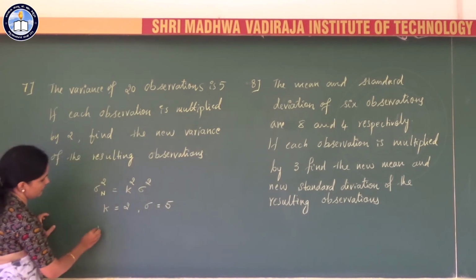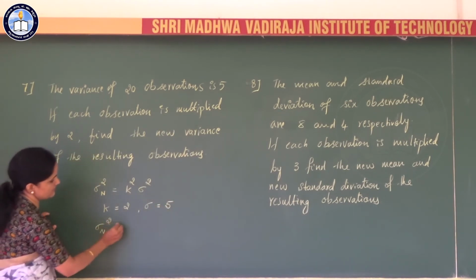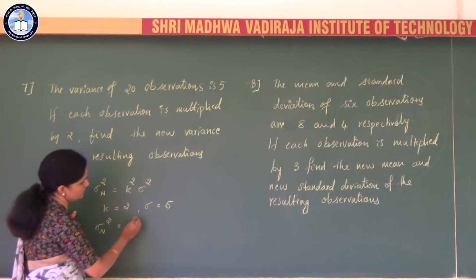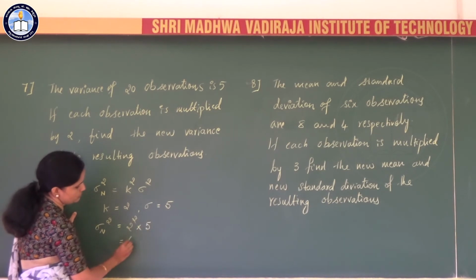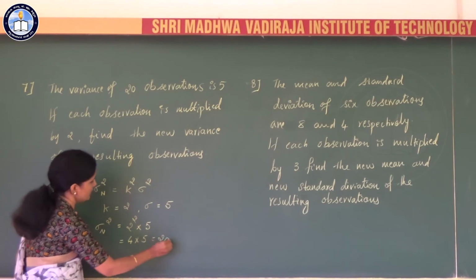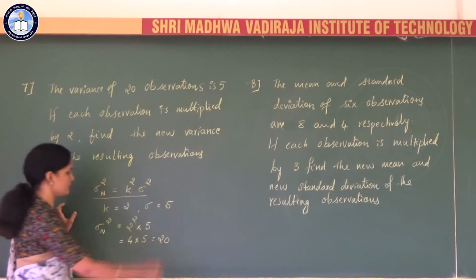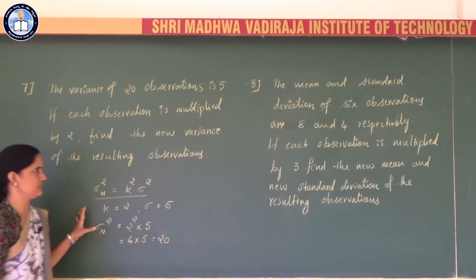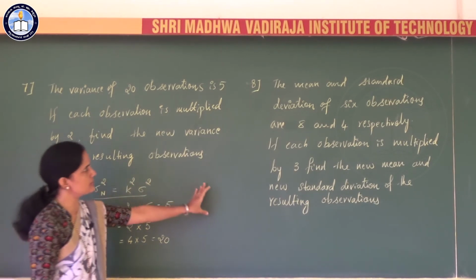Therefore, we can find the new variance very easily by using that formula. That is equal to k square, 2 square, into 5. What is 2 square? 4 into 5, that is equal to 20. If you know this formula, you can solve the problems very easily by using that. Let me pass on to the 8th problem.